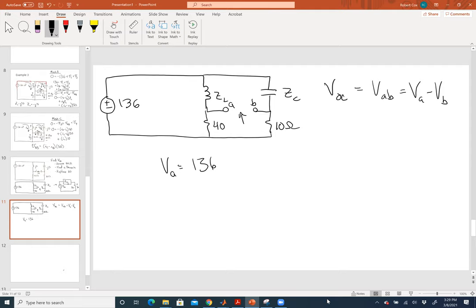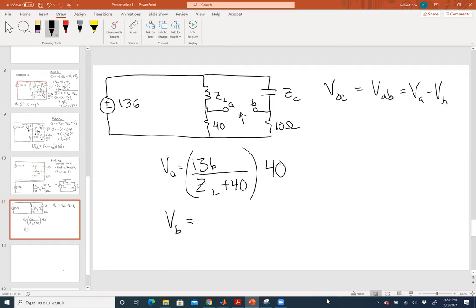Let's not even think about it that way. When I have a voltage divider, they're in series, so I figure out the current. What's the current through that branch? 136 divided by ZL plus 40. Then I want to figure out the voltage across that 40 ohm resistor, so I multiply that current by 40. There are formulas to remember and there's Ohm's law. I like to just think in terms of Ohm's law. What's VB?